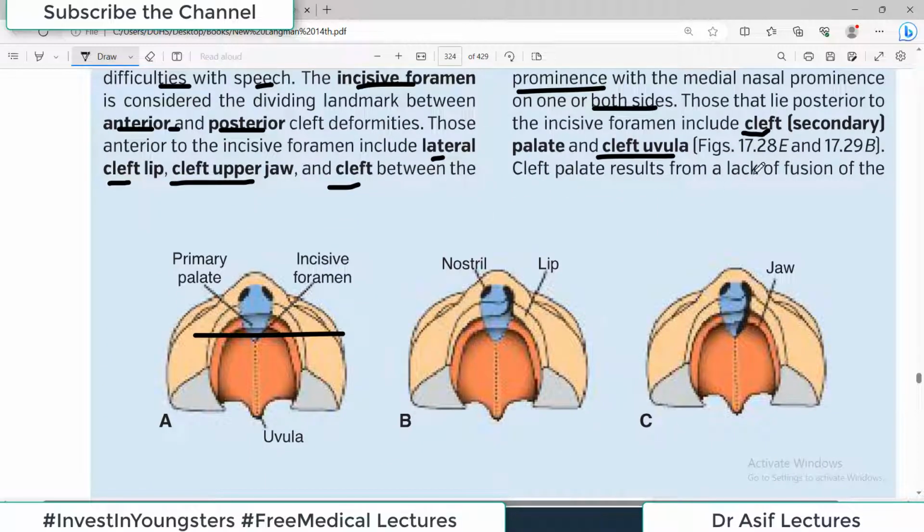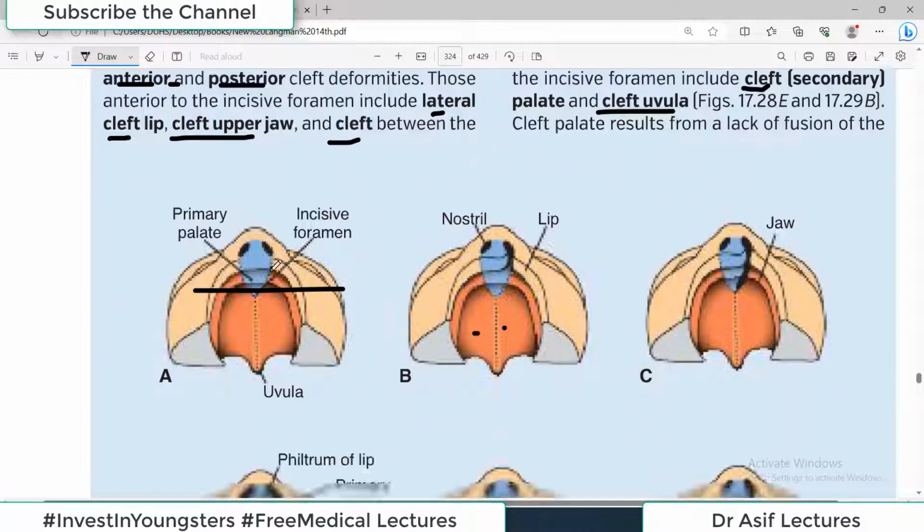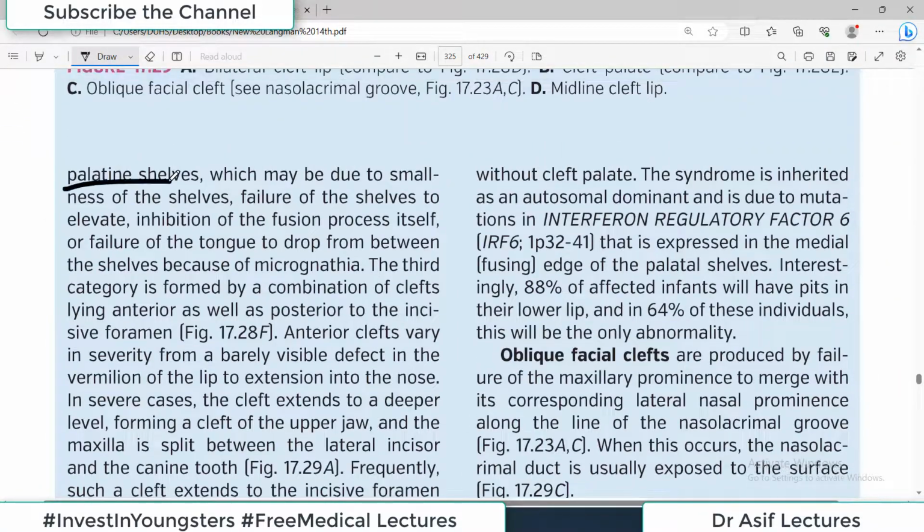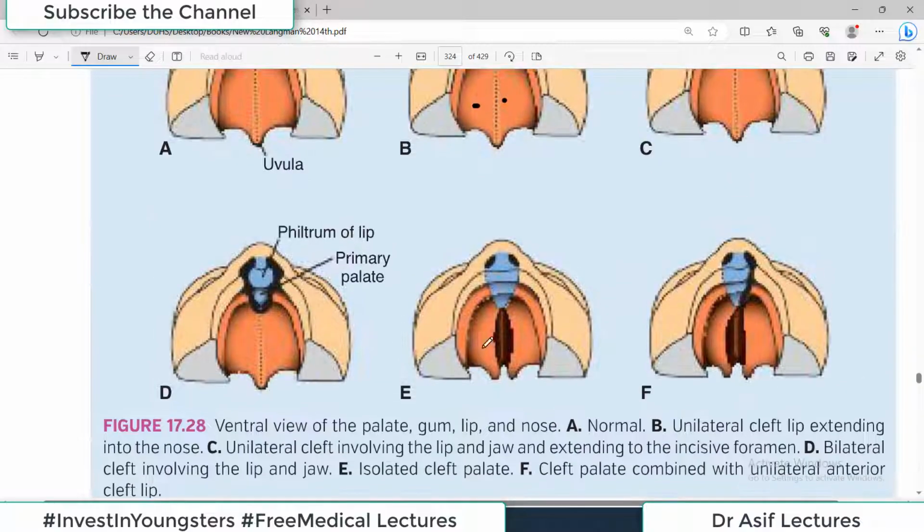Cleft palate results from a lack of fusion of these shelf-like processes, as we discussed, the palatine shelves. अगर ये सही से आपस में fuse नहीं करेंगे, imagine these are the shelf-like processes from the maxillary processes. तो ये midline में आपस में fuse करते हैं, तो एक complete hard palate बनता है. लेकिन अगर ये fuse नहीं करेंगे, तो there will be a gap. This is what we call the cleft palate.